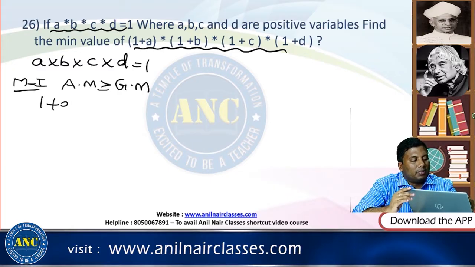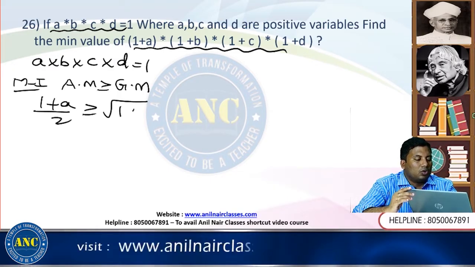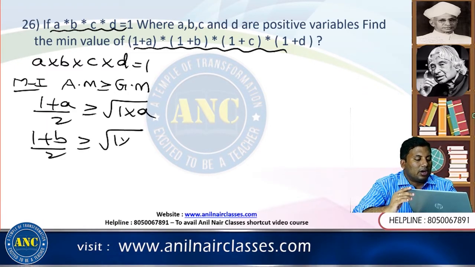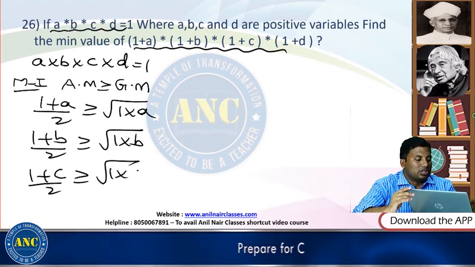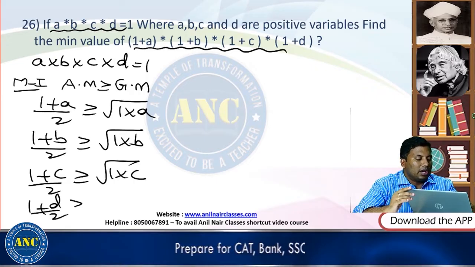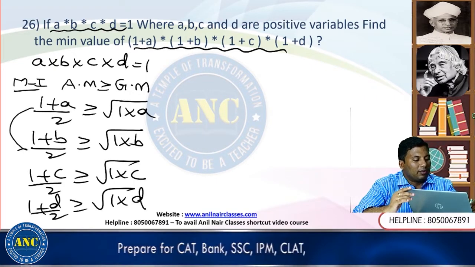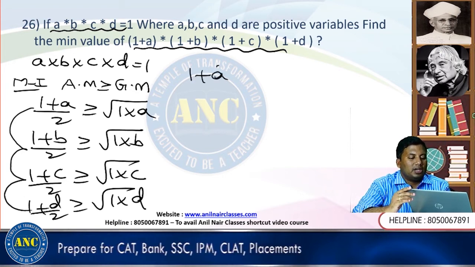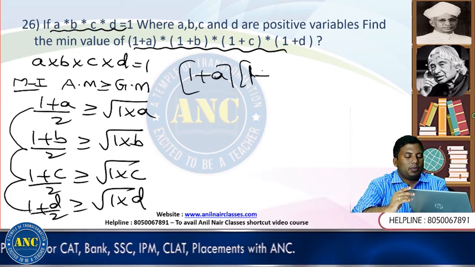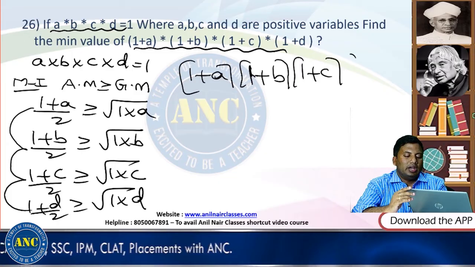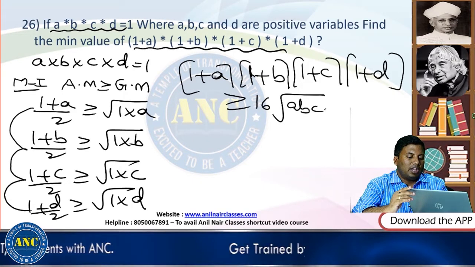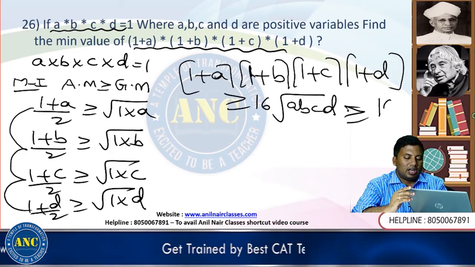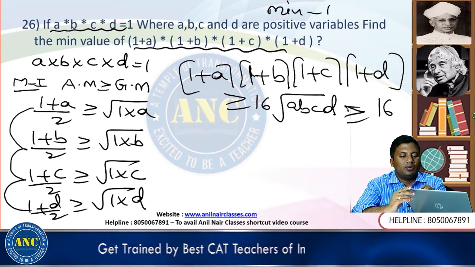So (1 plus A) by 2 is greater than or equivalent to root of 1 into A. (1 plus B) by 2 is greater than or equivalent to root of 1 into B. (1 plus C) by 2 is greater than or equivalent to root of 1 into C. (1 plus D) by 2 is greater than or equivalent to root of 1 into D. If I multiply all these, (1 plus A) into (1 plus B) into (1 plus C) into (1 plus D) is greater than or equivalent to 2 times 2 times 2 times 2, that is 16, times the 16th root of ABCD, which is 1. So the minimum value is 16.